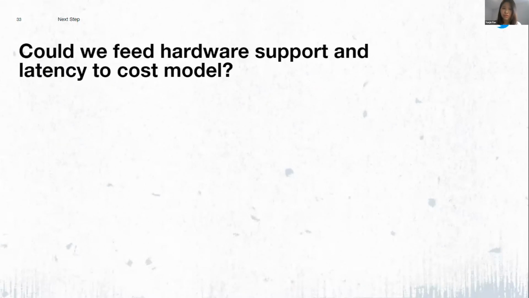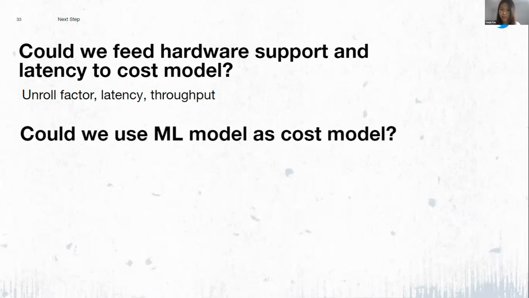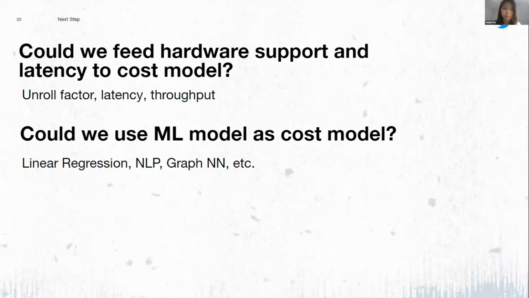So for next steps, we're asking these questions. Could we feed hardware support and latency to the cost model? Like, should we consider the unroll factor, the latency, and the throughput of the instructions in the assembly code, like we discussed before? And could we use a machine learning model as the cost model? As simple as linear regression or a more complex model, like natural language processing, transformer, graph neural network, etc. But we need to be aware of the overhead of such machine learning model inference at runtime.